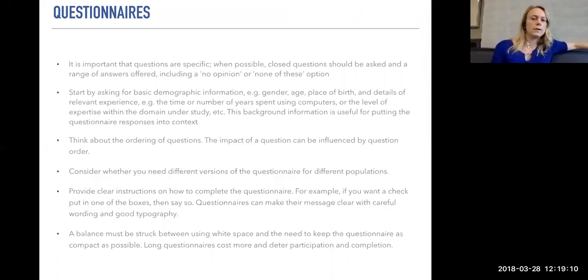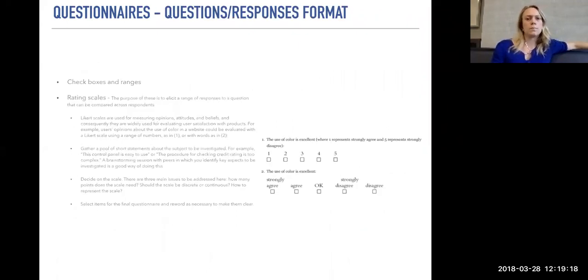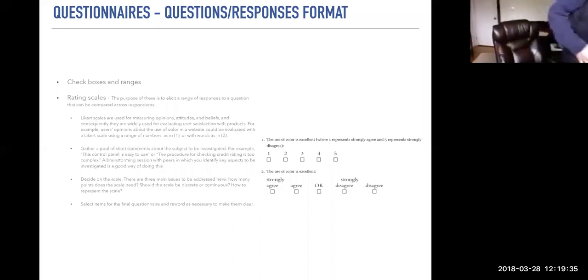And then you really need to keep the balance between the white space in the design and keeping it as compact as possible. I'm going to go over just a couple different question types. The scales. So really the purpose of this is to elicit a range of responses to a question that can be compared across respondents. So there's Likert scales, which are used.